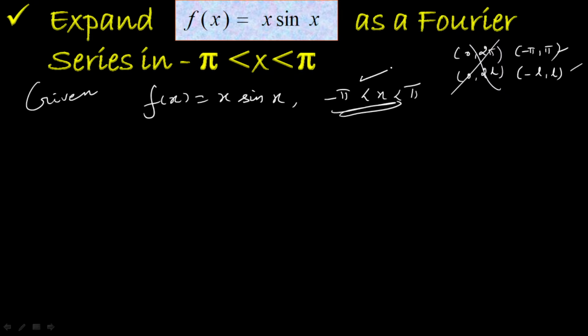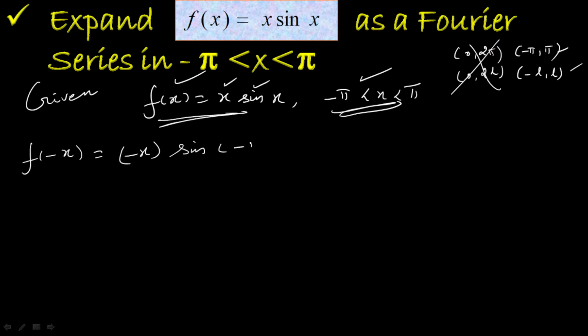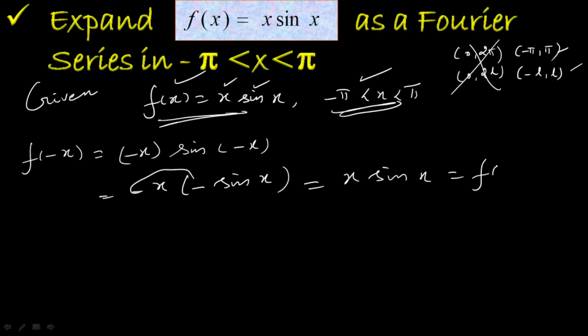So look at the interval here: from minus pi to pi. Immediately you can verify whether the given function is odd or even. For that, as usual, you replace x by minus x in the given function. Minus x, and sin of minus x, which is minus sin x, as I told you already. Minus and minus becomes plus, so you have x sin x. That is your f(x), isn't it? So f(-x) = f(x).